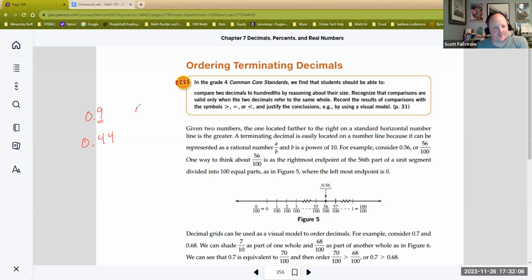9/10, right? The bottom one is 44/100. Awesome. What a lot of students will do when they see these is they'll look and they'll say 44. 44 is bigger than 9. So 0.44 is greater than 0.9.